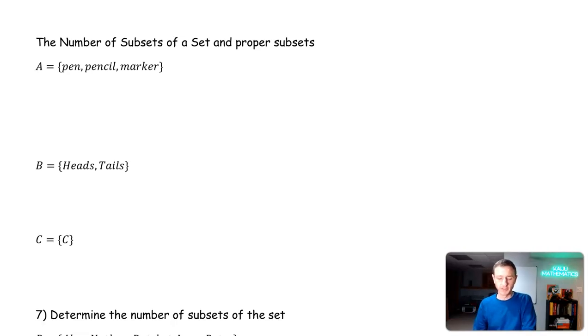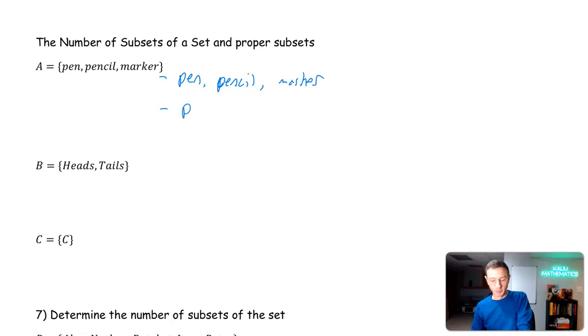The number of subsets of a set and proper subsets. So we're trying to formulate how many subsets there are within a set. We have the set A is pen, pencil, and marker. Let's first write out all of the subsets of that set. So we could have pen, pencil, and marker, all 3 elements, just like how we talked about with the library question.